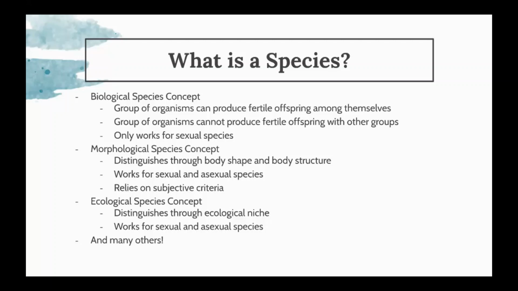And then you have the ecological species concept, and this one distinguishes through ecological niche. So what a niche is essentially is what an organism performs in its environment or its habitat. So for example, we have decomposers, or we have predators, or producers, stuff like that, and those are all niches. And then there are a lot of other different definitions, and scientists are always constantly thinking of new definitions for what a species is. There's like 20 more, I think, so far.